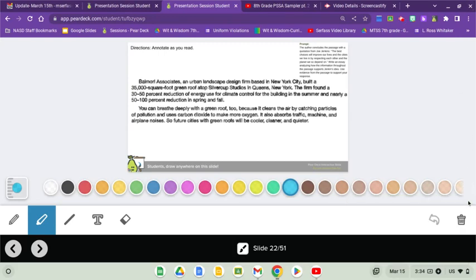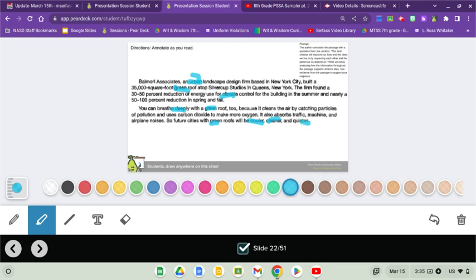So, Balmori Associates, an urban landscape design firm based in New York City, built a 35,000 square foot green rooftop at Silver Cup Studios in Queens, New York. The firm found a 30 to 50% reduction of energy use for climate control for the building in the summer and nearly 50 to 100% reduction in spring and fall. You can breathe deeply with a green roof too, because it cleans the air by catching particles of pollution and uses carbon dioxide to make more oxygen. It also absorbs traffic, machine, and airplane noises, so future cities with green roofs will be cooler, cleaner, and quieter.